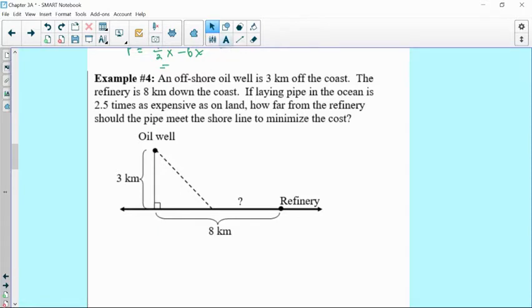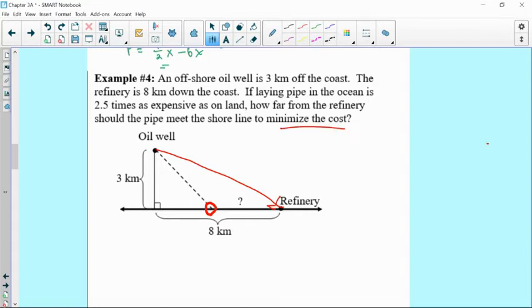So we're trying to figure out, where should we aim? And you might say, well, you're trying to minimize the distance, so the shortest distance is that. I agree, but that's minimizing distance. We're trying to minimize the cost. And if you go in that direction, you have all of the distance in the water, which is 2.5 times as expensive.